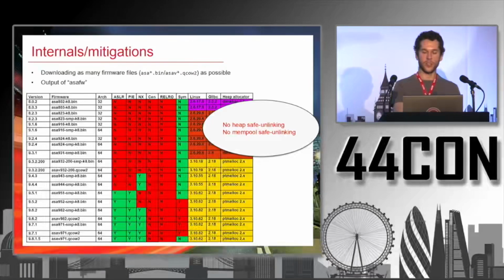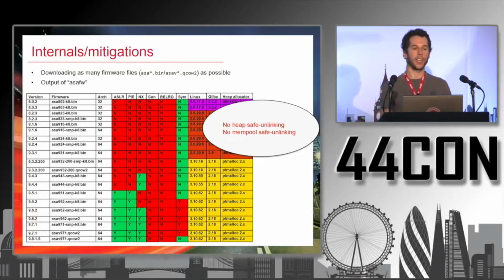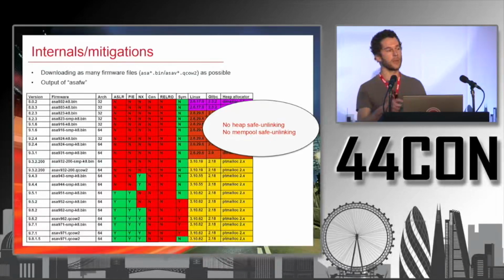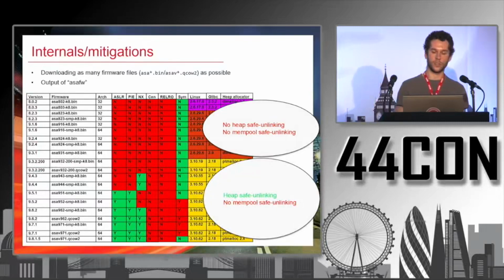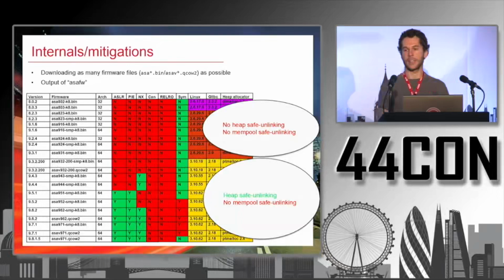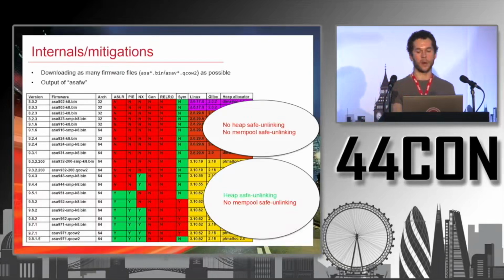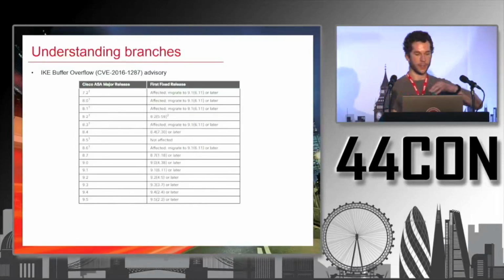What is interesting about that is that the old dlmalloc that they use doesn't have any heap safe linking, so you can abuse the heap. And they also use a mempool structure, which is inline on the heap, in addition to the actual dlmalloc one, which is specific to Cisco, and they didn't have any safe unlinking either. And what's interesting is that on the newest versions, they actually have safe unlinking on the heap, but they don't have safe unlinking on the mempool, the Cisco part. So you can still abuse the heap, potentially.